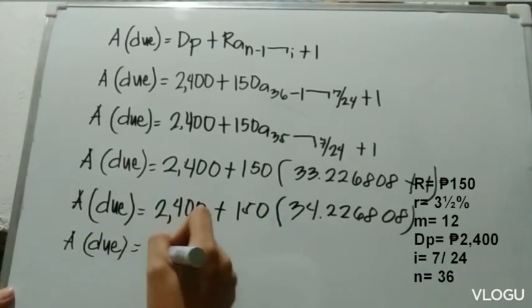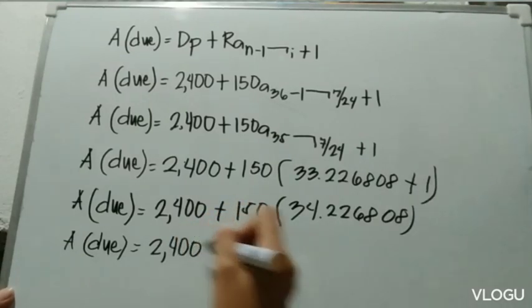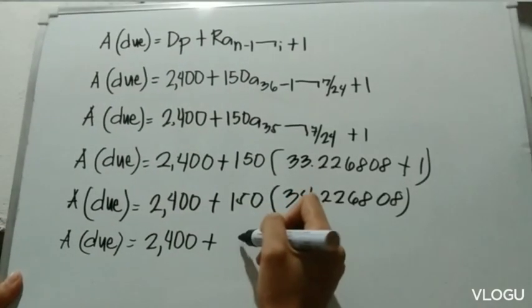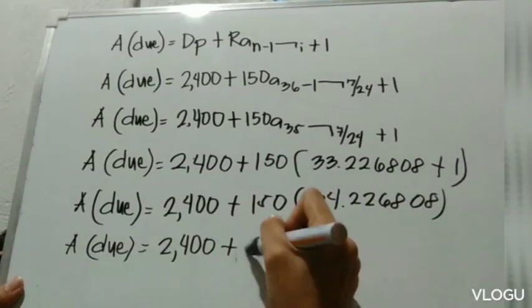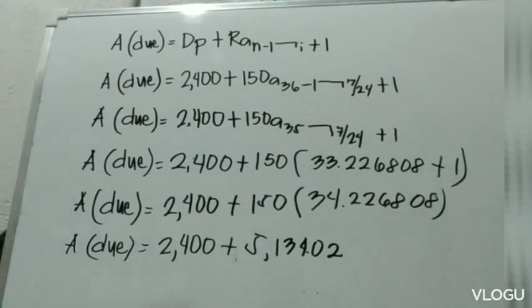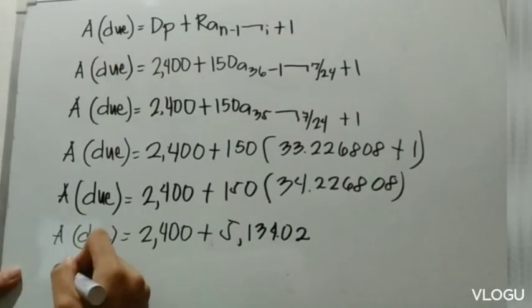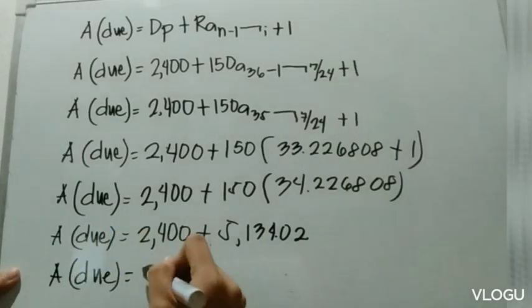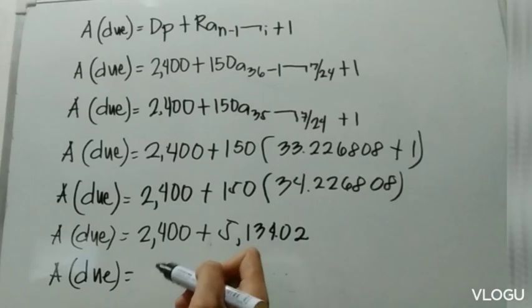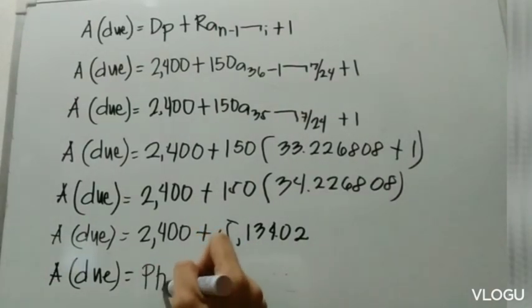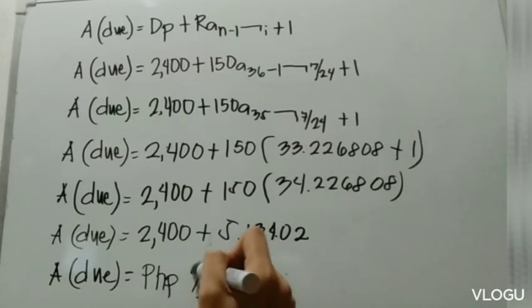And next, copy the 2,400. So let's multiply 150 times 34.226808, which is equal to 5,134.02. So let's add 2,400 plus 5,134.02. So the equivalent cash price of the set is 7,534.02.